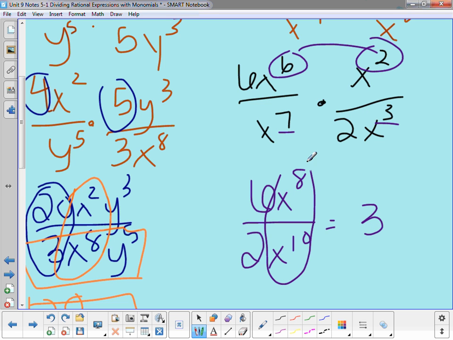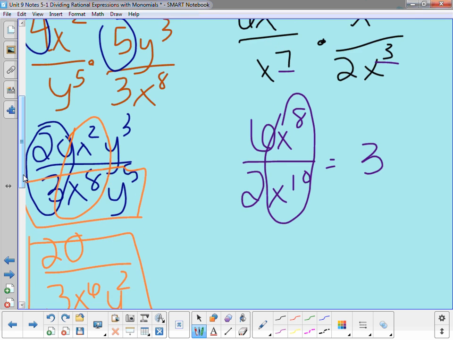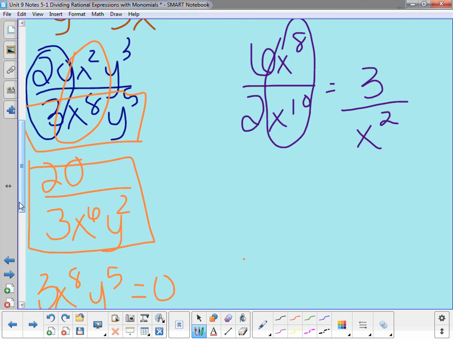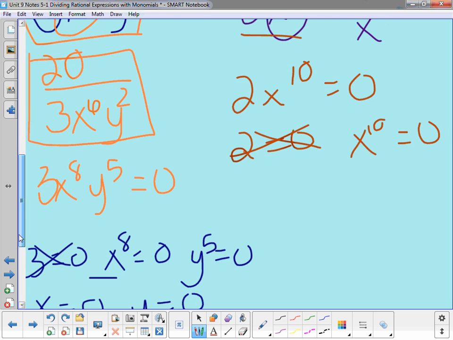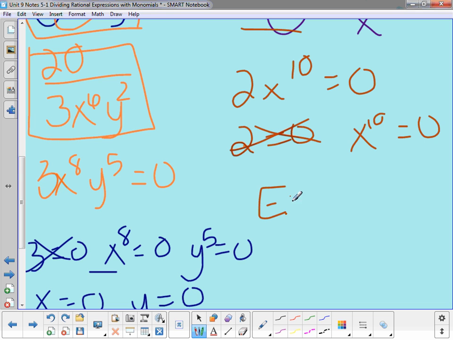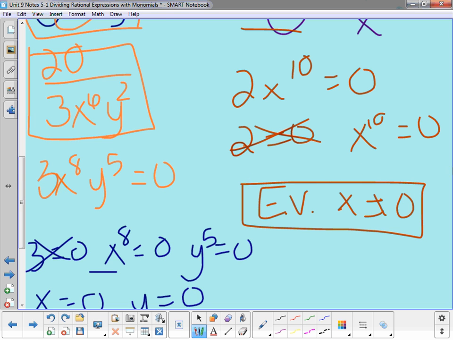Now we need to simplify this guy down. x to the 8th divided by x to the 10th. Subtract those exponents, and you get x squared. And it's going to go on the bottom because the bigger exponent is on the bottom. Last but not least, we want to calculate our excluded values. So remember, I calculate that after I multiply. So I'm going to take 2x to the 10th and set it equal to 0. So 2 is equal to 0, which isn't going to happen, or x to the 10th is equal to 0. So the only way x to the 10th could be equal to 0 is if x is equal to 0. So our excluded value is that x cannot be equal to 0.